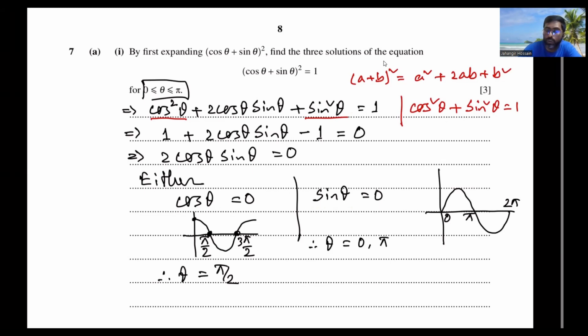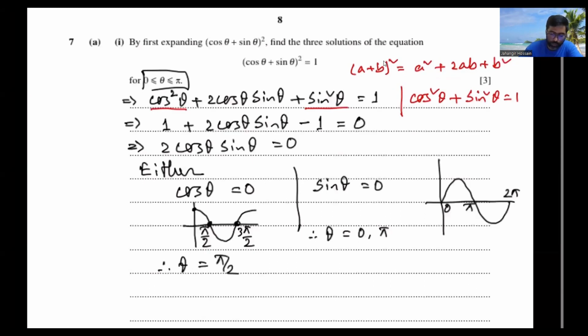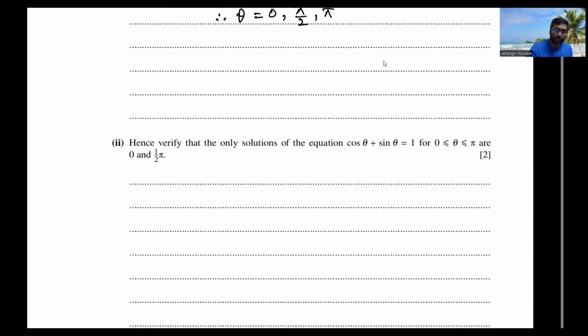You can also find the solution of theta using the graph here, since cos theta and sin theta both equal 0. So we have three values of theta, 0, pi by 2, and pi, for which this equation holds true. Okay, that's part A1. Now let's move to part A2.